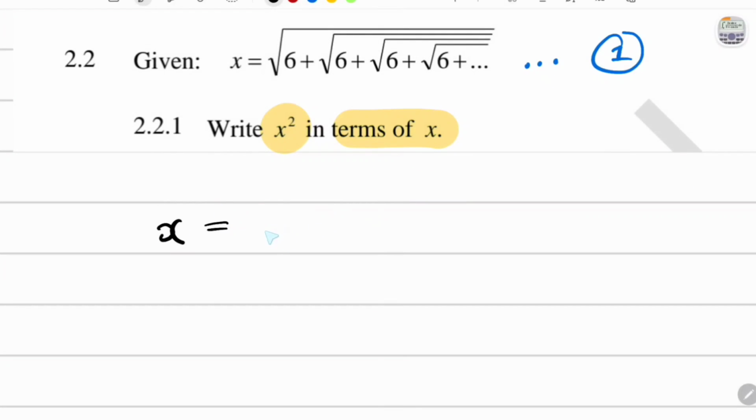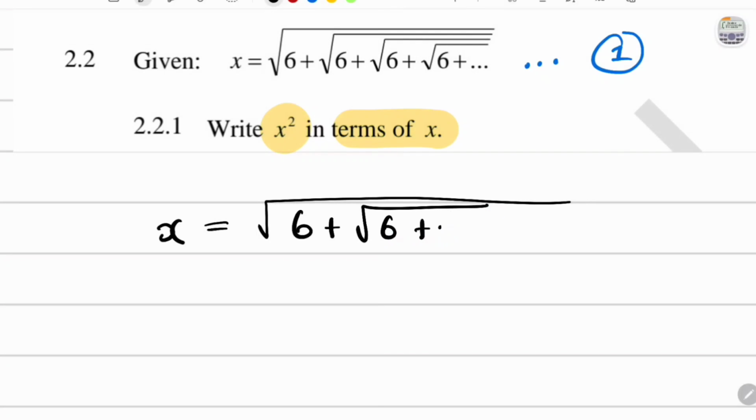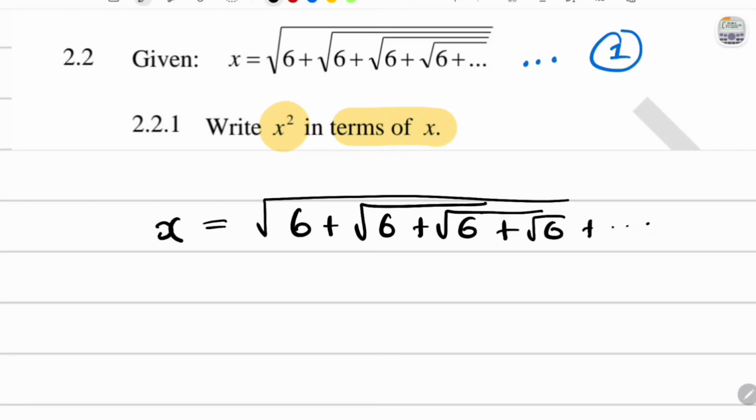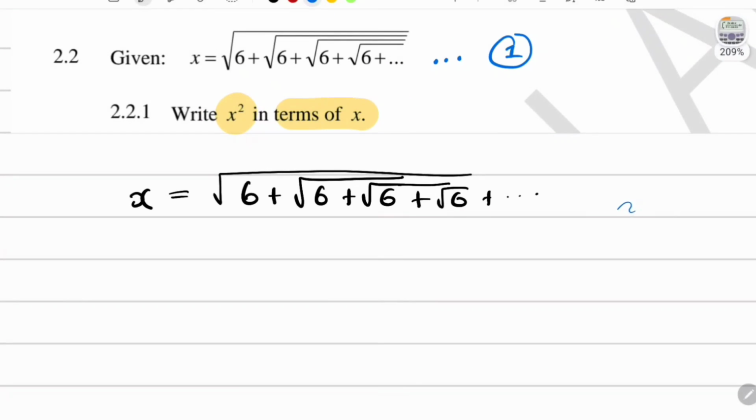What I'm saying is I have x is equal to the square root of 6 plus the square root of 6 plus the square root of 6 plus the square root of 6, and it keeps on going. I call that my equation 1. In order to get equation 2, I'm going to take equation 1 and square it, because that's the only way I can get x squared.